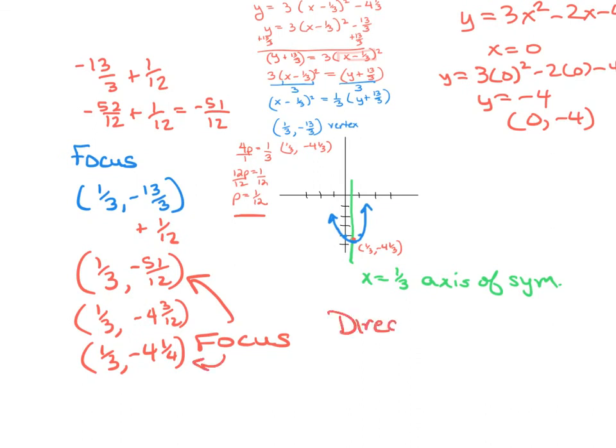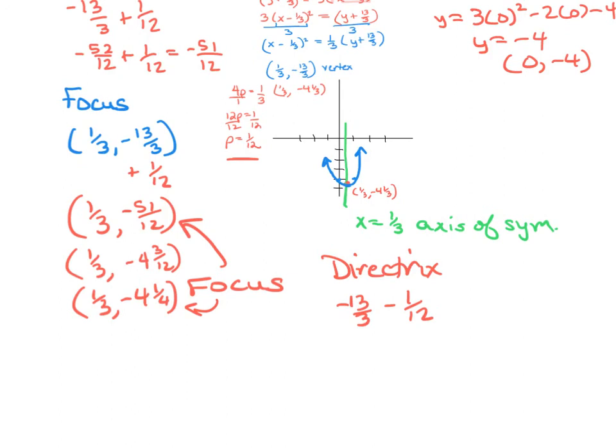For the directrix, what we need to do here, again, we're going to take that y value, the negative 13/3. This time it's the opposite of p, so I'm going to minus 1/12. So again, a common denominator. So negative 52 over 12 minus 1 over 12, negative 53 over 12. And again, it's an equation, and it's y equals negative 53 over 12.